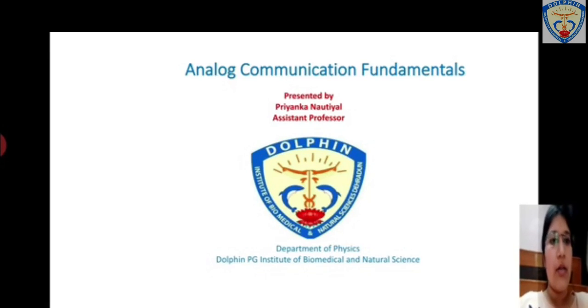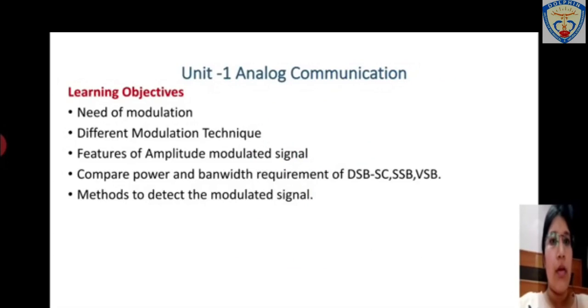In this session, we'll be going to study about the need of modulation, different techniques behind the modulation, features of amplitude modulation, compare the bandwidth of different modulation techniques, and at the end how we detect the modulating signal at the receiving end.